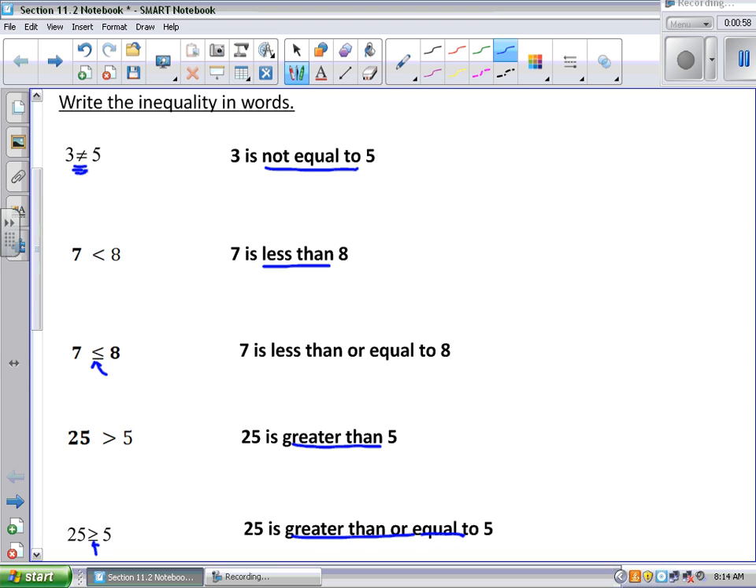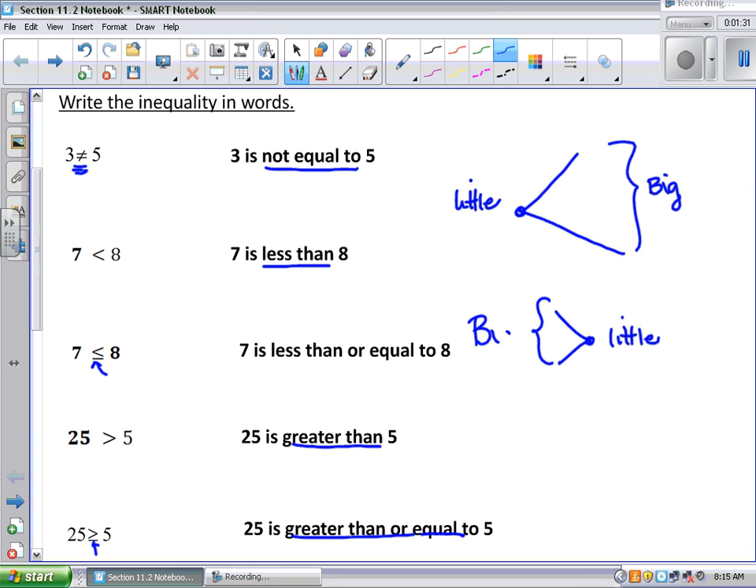Now, a lot of students have gotten confused in school about the big fish eating the little fish and all sorts of stuff. This is the way that I think about it. When you look at an inequality sign, I think that it has this little tiny point. The little end always goes with the little number. And this side is the big side, and the big side always goes with the big number. Doesn't matter which way it's pointing, the little number always goes at that little point, and the big number always goes on the big open side. And that's how I remember which is the big and which is the little.